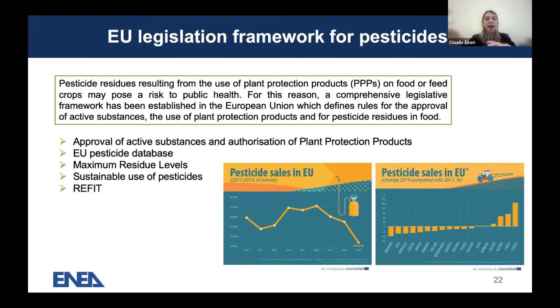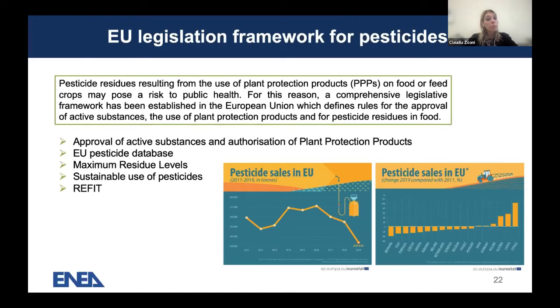Specifically focusing on pesticides, the European legislation framework covers pesticide residues resulting from the use of plant protection products on food or feed crops, because they can pose a risk to public health. Therefore, the European Union has established a comprehensive legislative framework defining rules for the approval of the active substances, the use of plant protection products, and what concerns pesticide residues in food. The most important acts are related to the approval of active substances and the authorization of plant protection products.